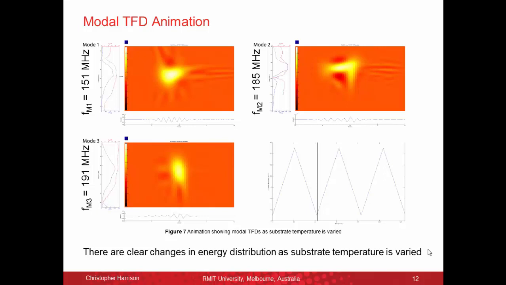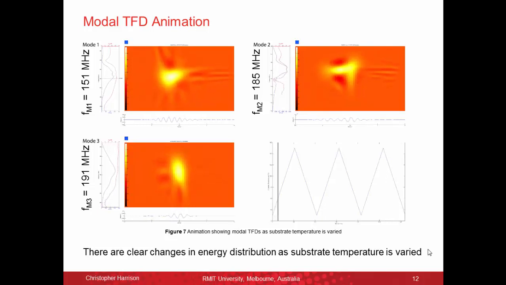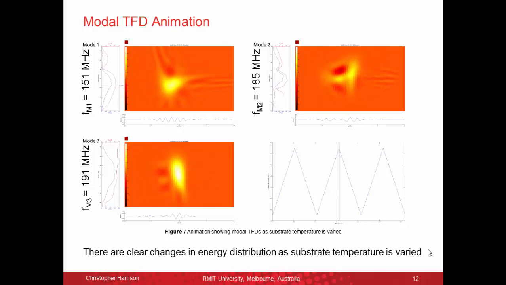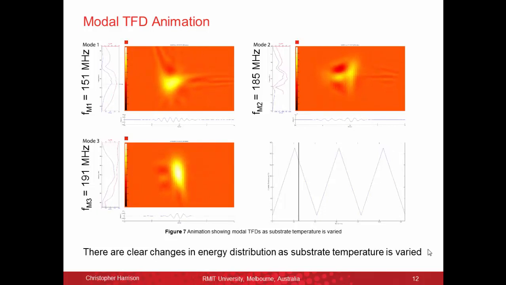And then we have 3 modes that we picked out. You can see as substrate temperature is varied, we get some pretty significant differences across these 3 different modes. Our first one here is just shifting, but there's also a change in attenuation we can observe. The second one's more complicated. The shape of the energy distribution is changing. And then in the third one, we have a broadening of the energy.